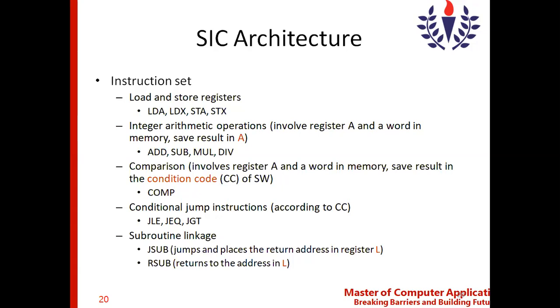The second type is integer arithmetic operations, which involves the register A and the word in the memory. Suppose you have an instruction like ADD. So add, you are using some variable or the symbol 5. Let us assume ADD 5. So what happens is the content of the 5 and the content of the accumulator, these two will be added and the result is stored in the accumulator.